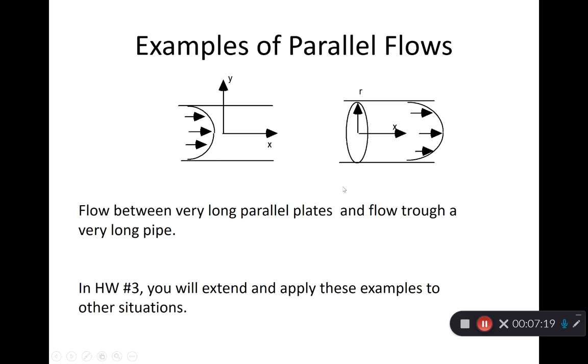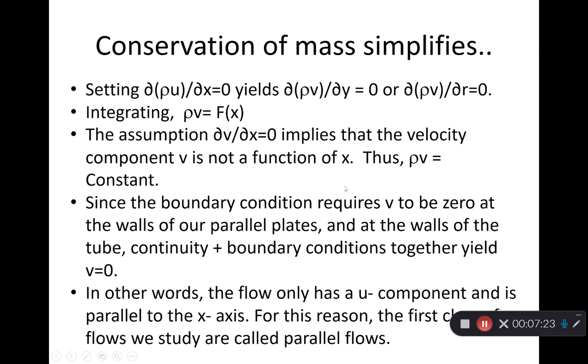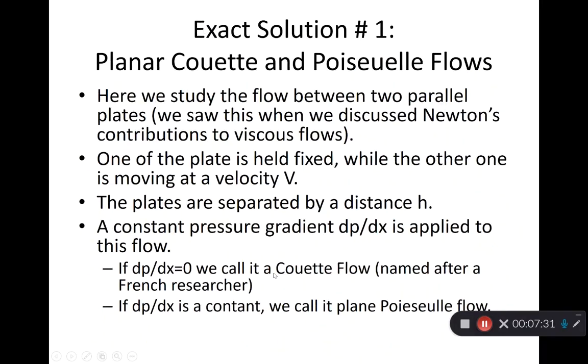That's why we call it a parallel flow. Only u components are present. Therefore, we call the flows parallel flows. So the parallel flow between the two flat plates is called the Couette flow. Flow through a pipe is called a Poiseuille flow. These were the Frenchmen who had studied it. So we are going to first start with Couette flow, then we'll go to Poiseuille flow.